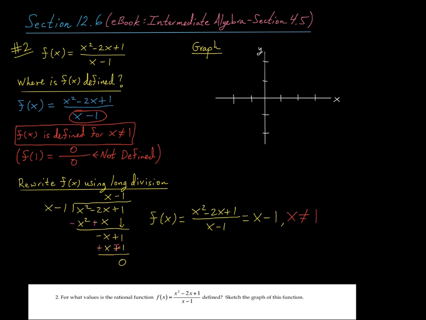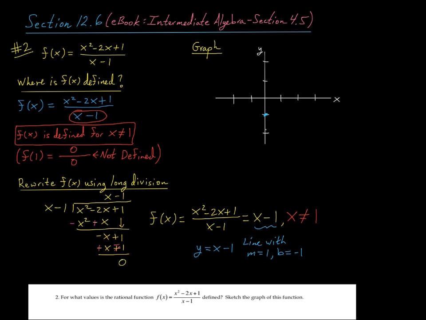Okay, so now what I want to look at is the graph. And the way that this long division process can help us is as follows. Notice that this right here, the x minus 1, is really just describing a line. This is a line with slope m equals 1 and y-intercept b equal to negative 1. So I can go ahead and draw the line here.